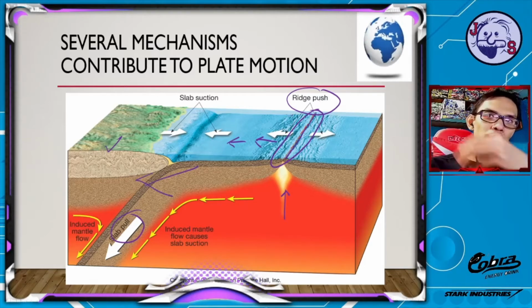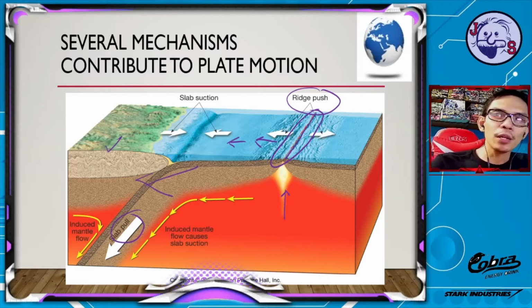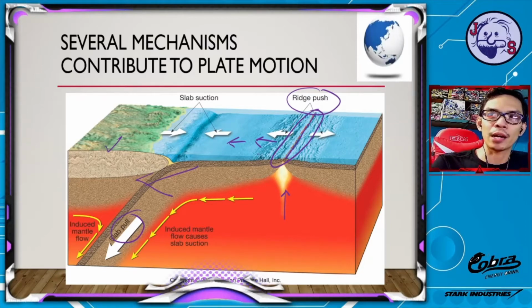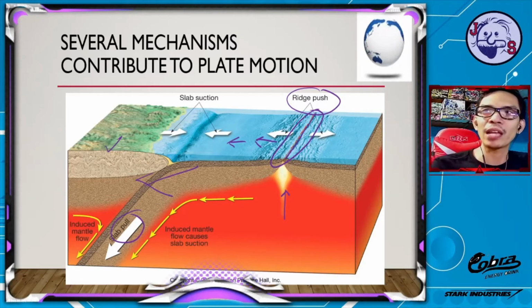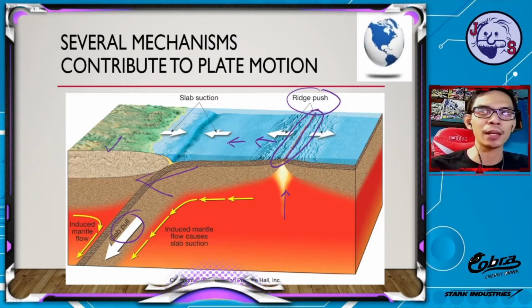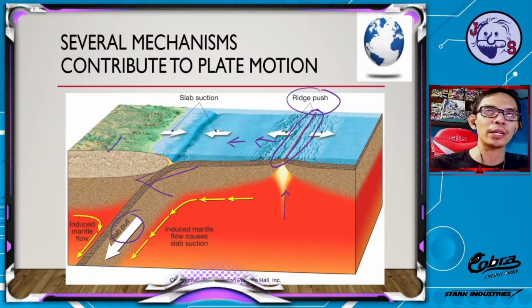Now, if only there is a slab pull, there will be no material left on your ocean floor. There will be no oceanic crust that will supply the ocean floor. Therefore, the ocean floor will likely be emptied, and the only material that will remain on Earth is the continental crust. So there will be no oceanic crust if only slab pull is present.